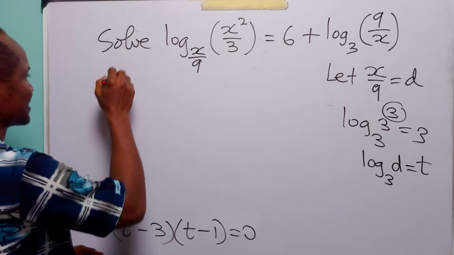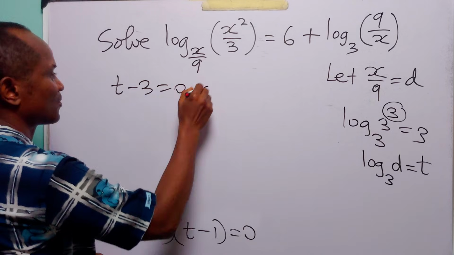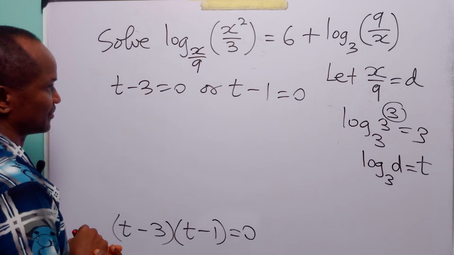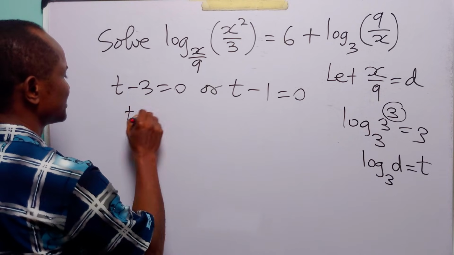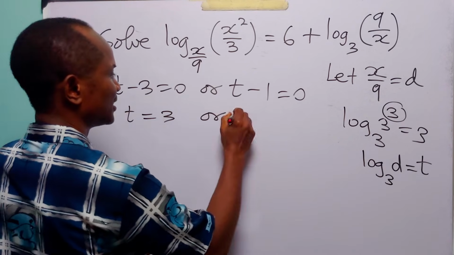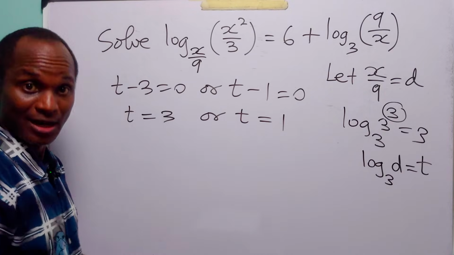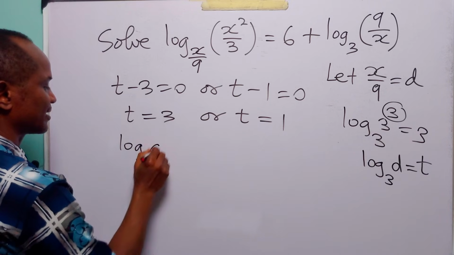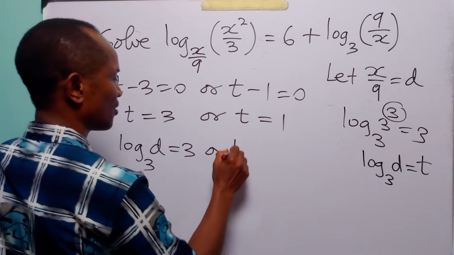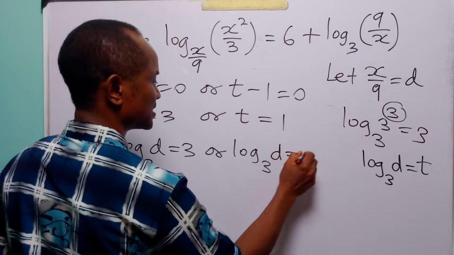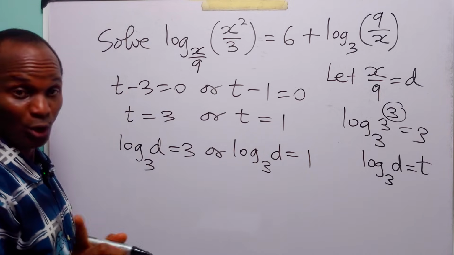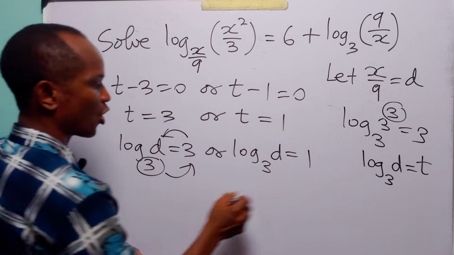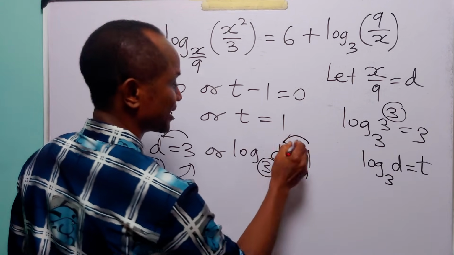And of course, from here we have that either t minus 3 is equal to 0 or t minus 1 is equal to 0. From here we have that t is equal to 3 or t is equal to 1. And of course, you know that this simply means that log to base 3 of d is equal to 3 or log to base 3 of d is equal to 1. And you also know that this simply means that 3 to the power 3 is equal to d, or 3 to the power 1 is equal to d.